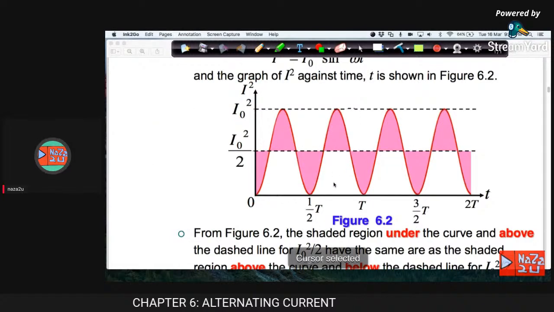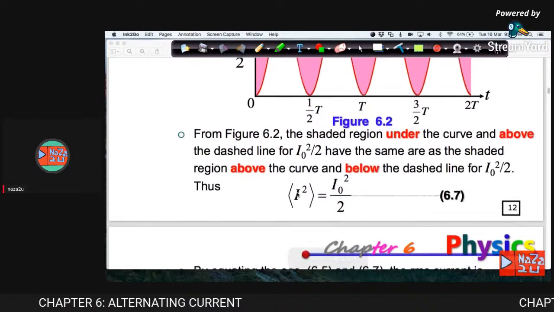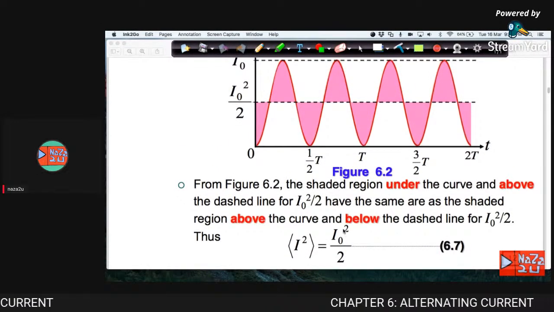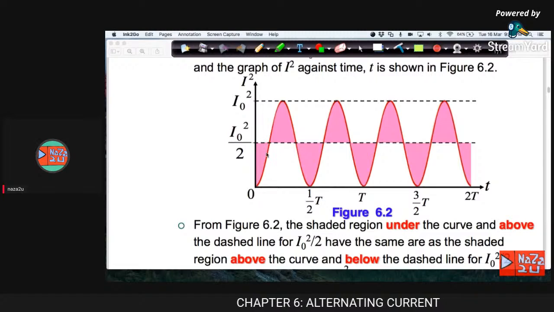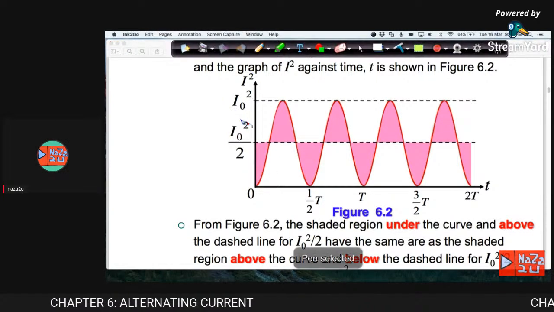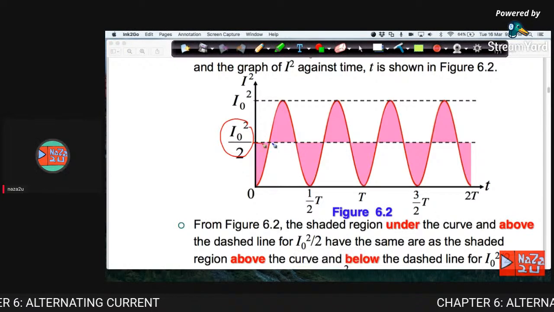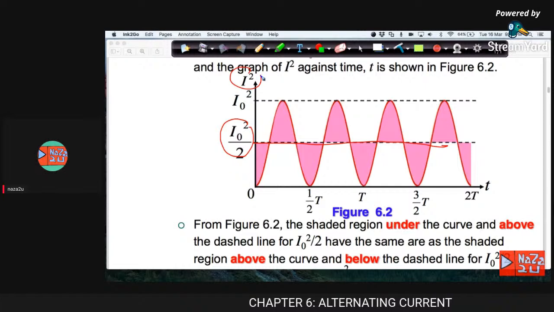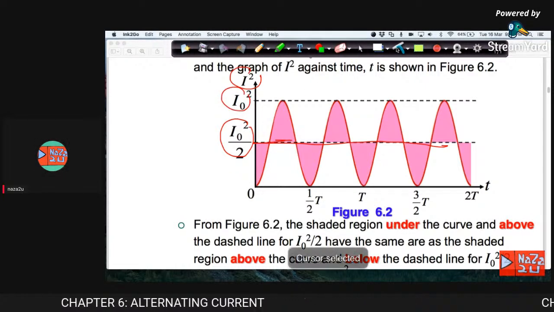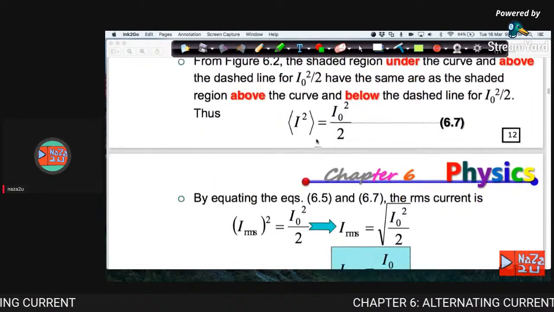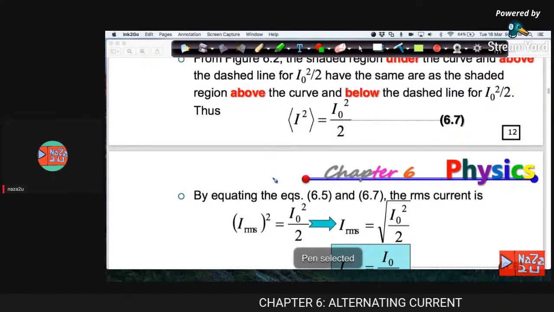Jadi apa yang kita nak buat seterusnya kat sini, kita ambil I square ni merujuk I average ni adalah I0 square dibahagi dengan 2, so kita dapat separuh. So ini adalah perkaitan dia. Untuk nilai kat sini adalah separuh daripada I0 square tadi. Sorry, I0 square kat sini adalah separuh kat sini. Okay, so seterusnya ini perkaitan dia.